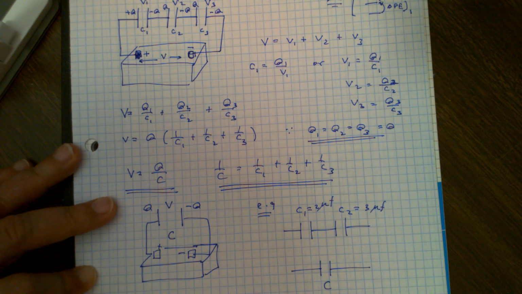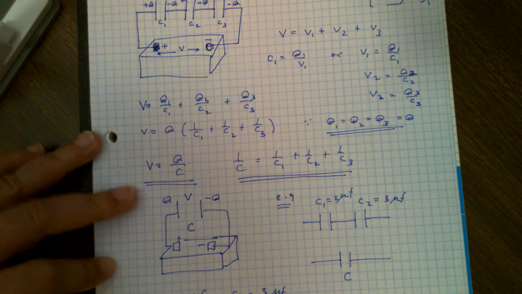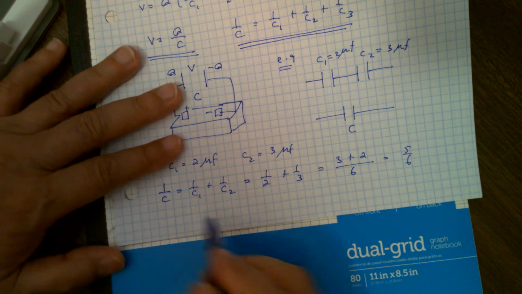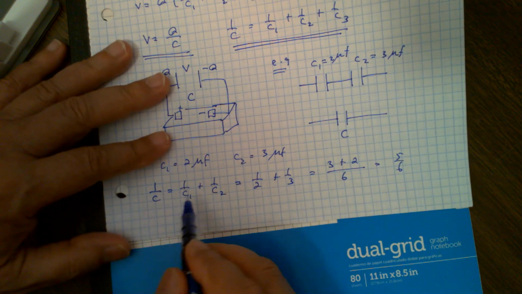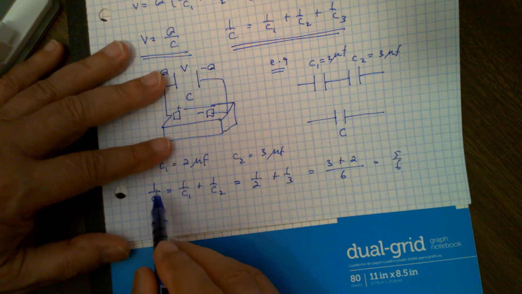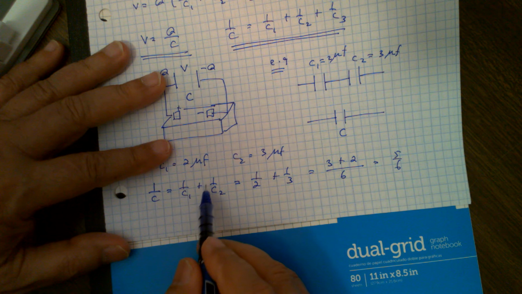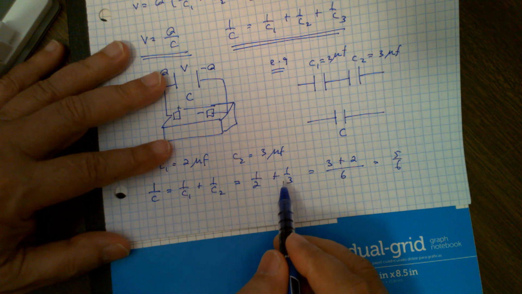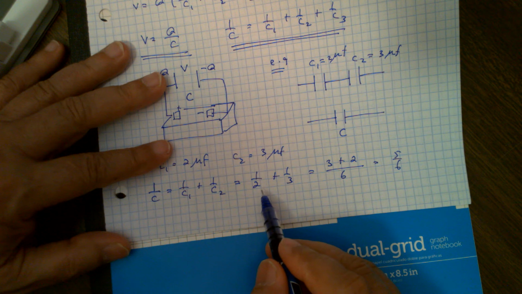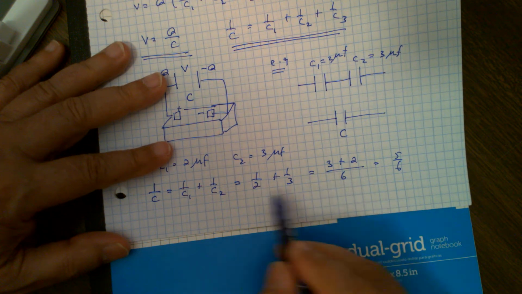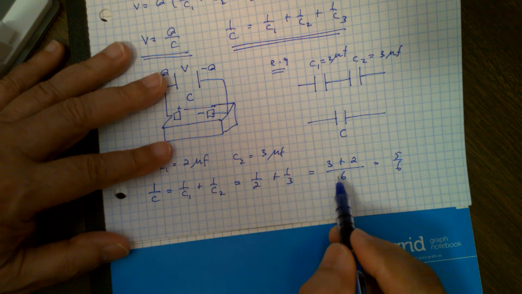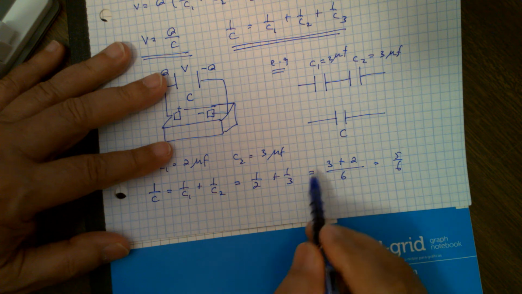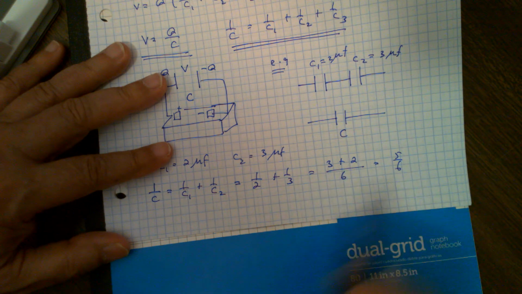That's not the answer yet. This is only 1 by C. Let me repeat. So I have 1 by C is equal to 1 by C1 plus 1 by C2, and that is equal to 1 by 2 plus 1 by 3. So the common denominator is 6. So I have 2 times 3 is 6, and then 3 times 2 is 6. So I have 3 plus 2, so I get 5 by 6.